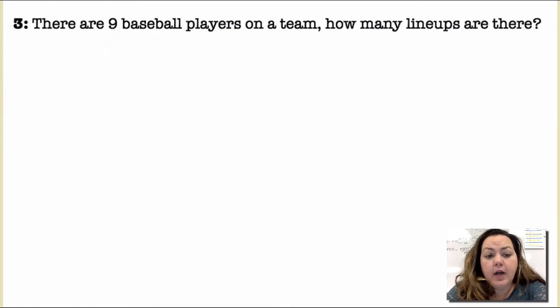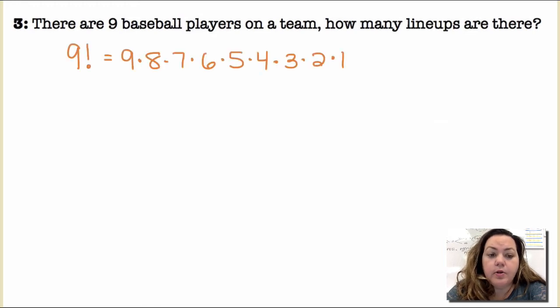All right, there are 9 baseball players on a team. How many lineups are there? So this would be 9 factorial, which is 9 times 8 times 7 times 6 times 5 times 4 times 3 times 2 times 1, which works out to be 362,880 possible lineups.